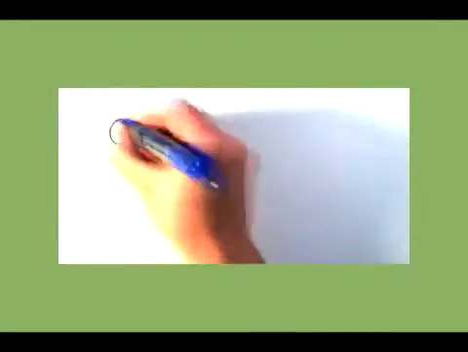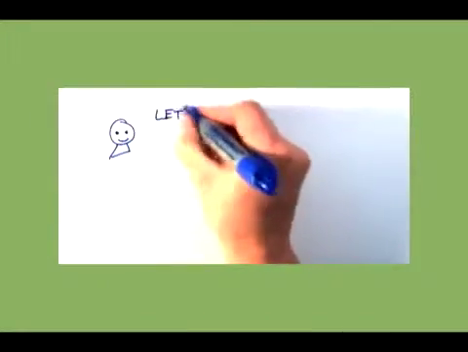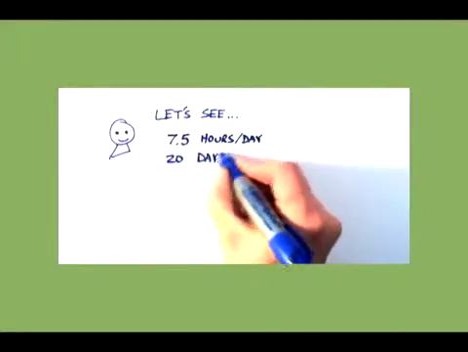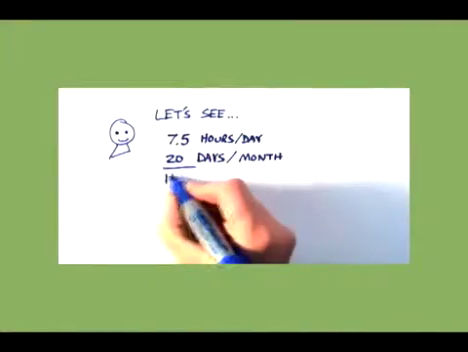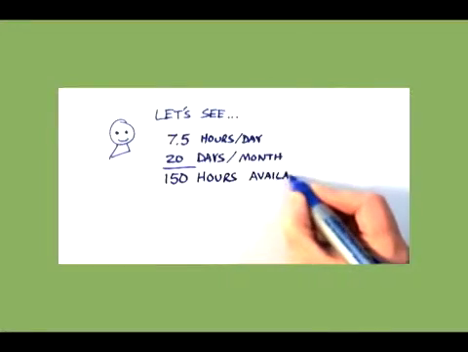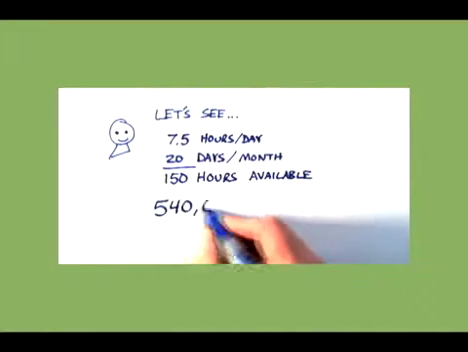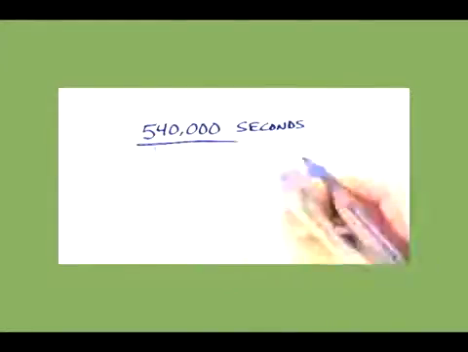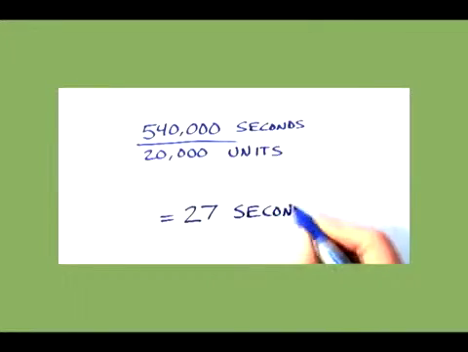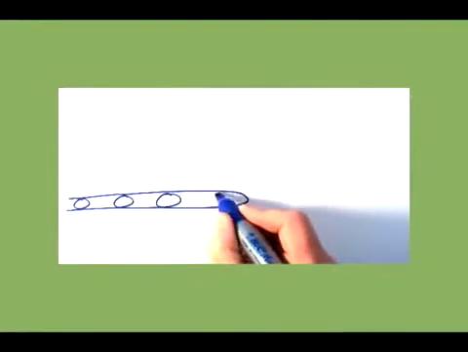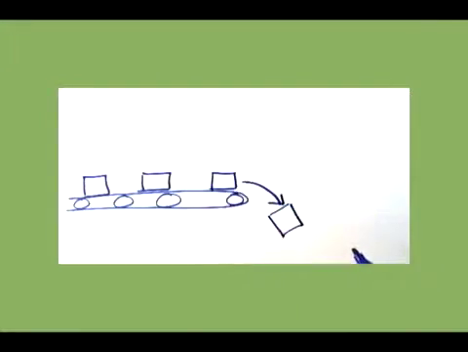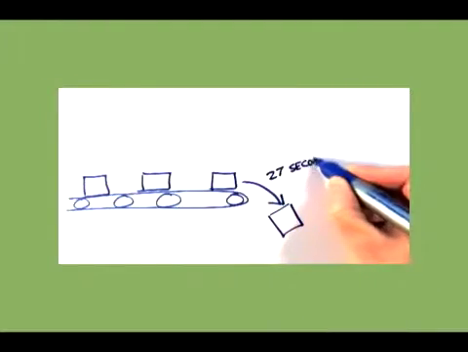Takt time is calculated by dividing your available production time by the number of units your customer needs. So for a single shift operation running 7.5 hours a day, 20 days a month, you have 150 available hours, or 540,000 seconds. If the customer needs 20,000 units, the calculated takt time is 27 seconds. So in order to meet the customer demand, 1 unit will need to be produced every 27 seconds, at a minimum.